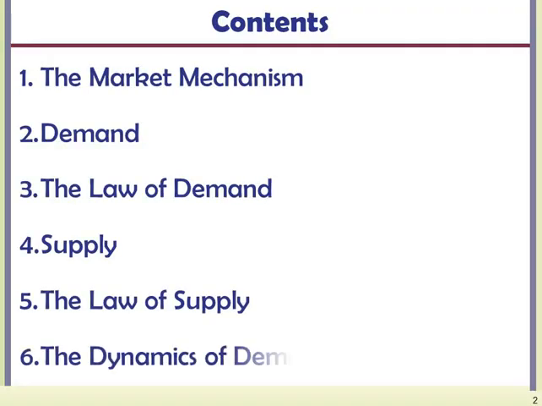Okay, so what are the contents of this chapter? Number one, the market mechanism, the demand, the law of demand, supply, the law of supply, and the dynamics of demand and supply.